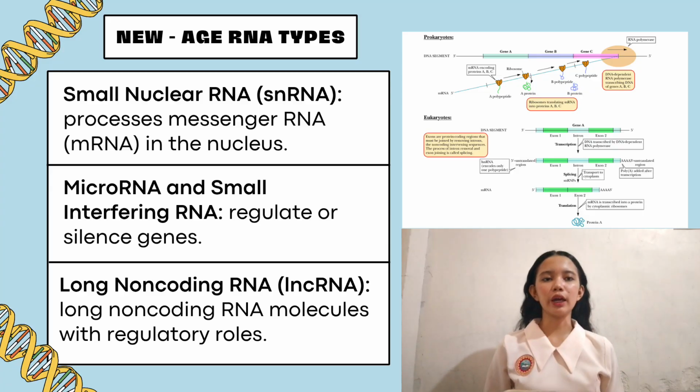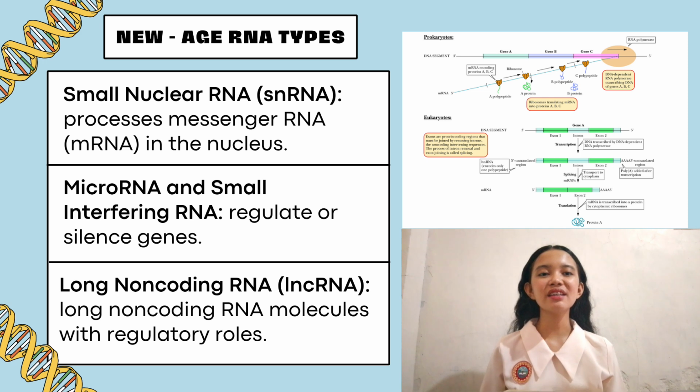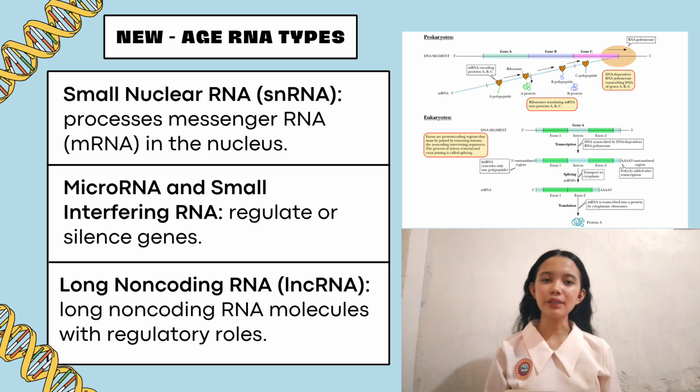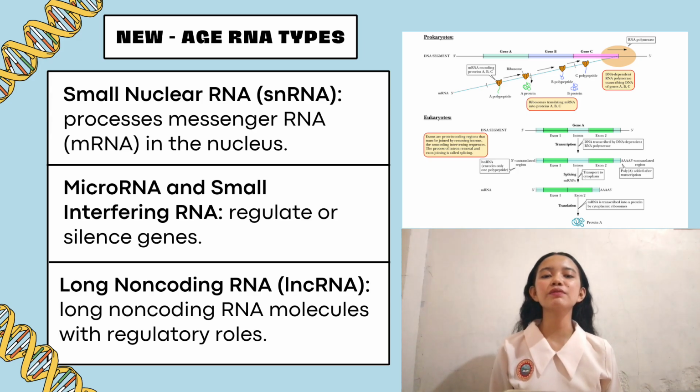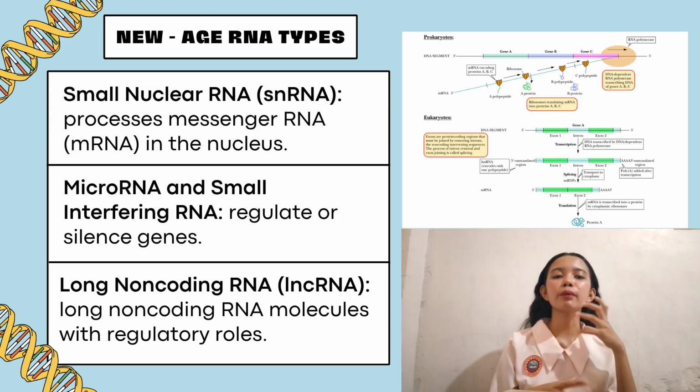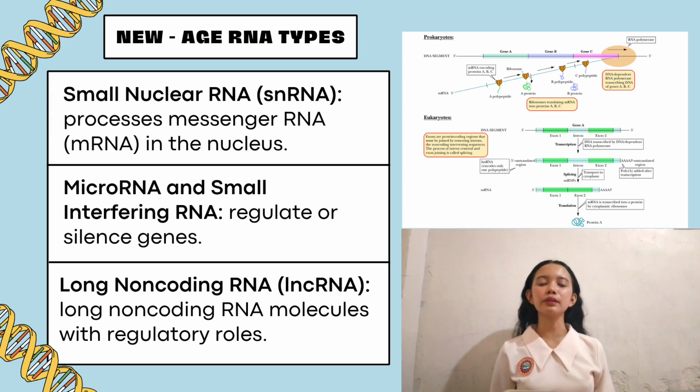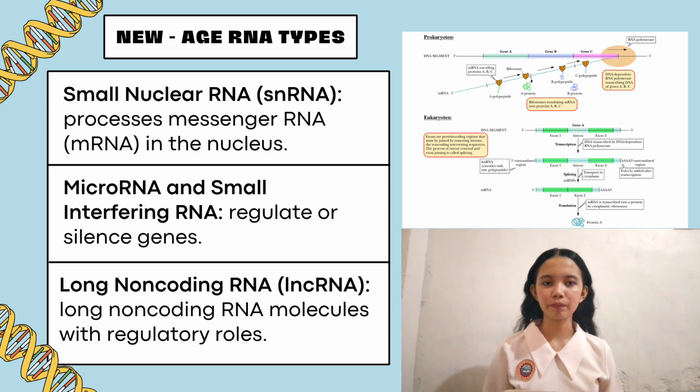Let's proceed to the new age RNA types, the more recently discovered kinds of RNA that go beyond the 3 primary types. First, we have the small nuclear RNA. This type of RNA is found only in the nucleus of eukaryotic cells. Its main role is to help process the newly formed RNA to its mature form before it leaves the nucleus for translation. Next are the microRNA and small interfering RNA.